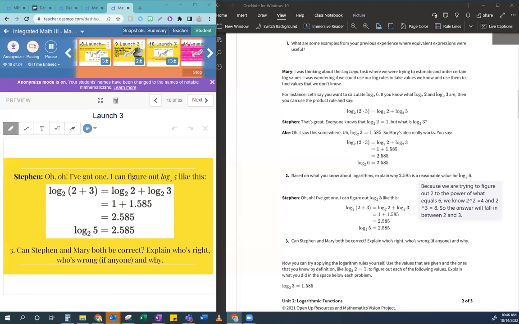Okay, I saw a couple of your answers already. And someone said, no, that doesn't make sense. So can you tell me, what would you explain to Stephen? What would you say to Stephen to help him understand that he's not correct? What would you say to him?